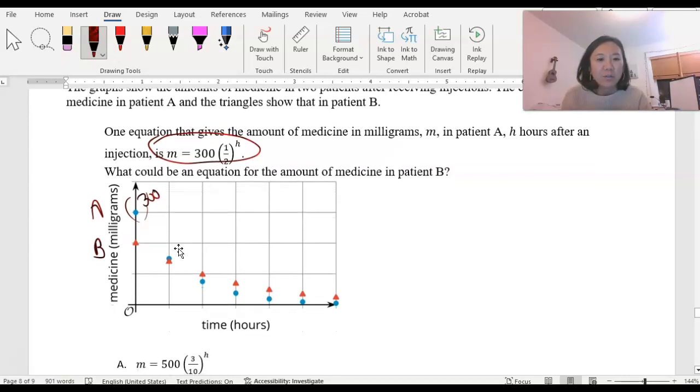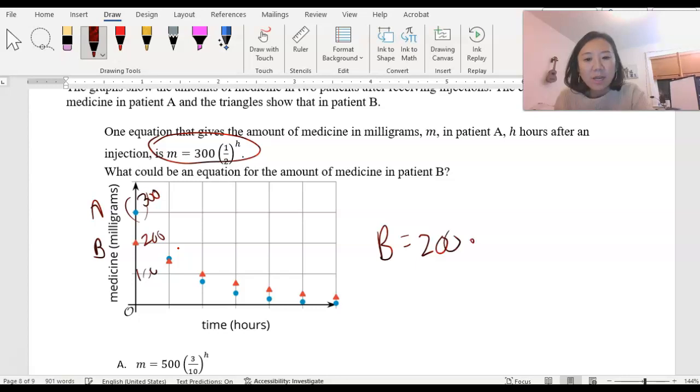What could be an equation for the amount of medicine in patient B? So assuming this is 300, then this would be 200, this would be 100. We're going up by hundreds. So that means the starting amount for patient B is 200 times. And now notice here, let's assume that this is 200, then this piece right here, that dot right there, is maybe 140, we'll say. 140 over 200 is going to be 7/10 or 70%. So 0.7 to the power of h.